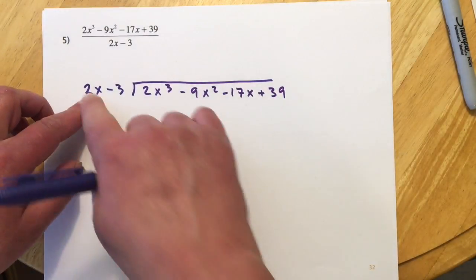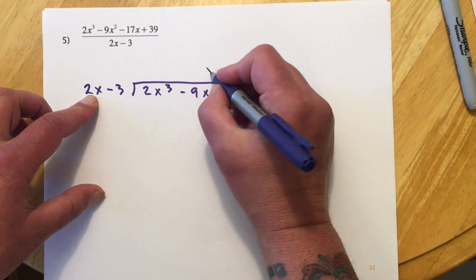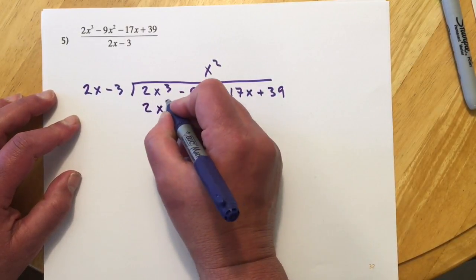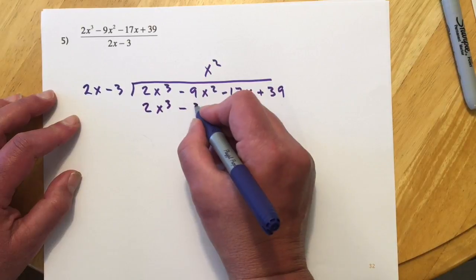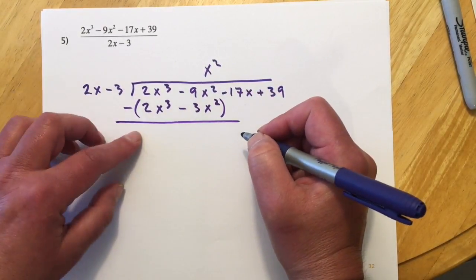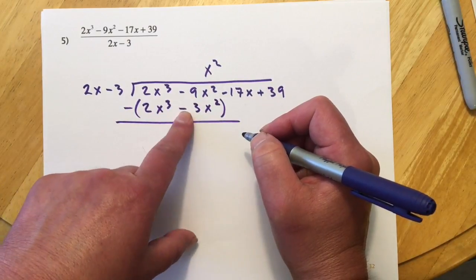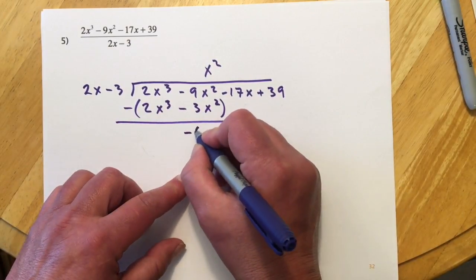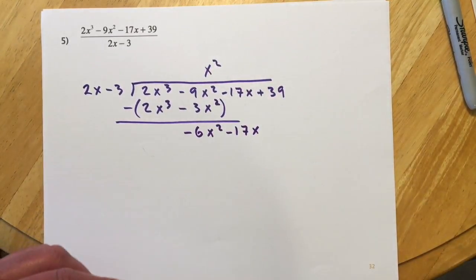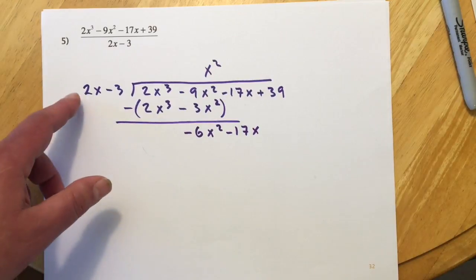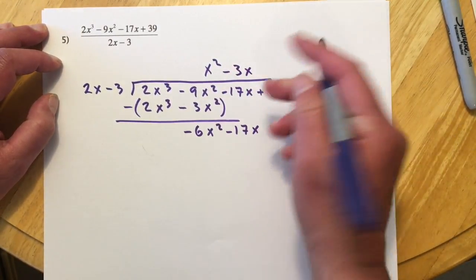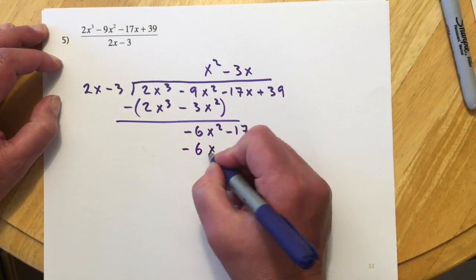So what do I multiply 2x by to get 2x cubed? Would be a plain x squared, because it already has the 2. So x squared times 2x, 2x cubed, x squared times minus 3, minus 3x squared. Those cancel. -9 minus -3, so that's plus 3, so that's going to be a minus 6x squared. And then minus 17x. So then, what do we multiply 2x by to get negative 6x squared would be minus 3x. And then there's our minus 6x squared.